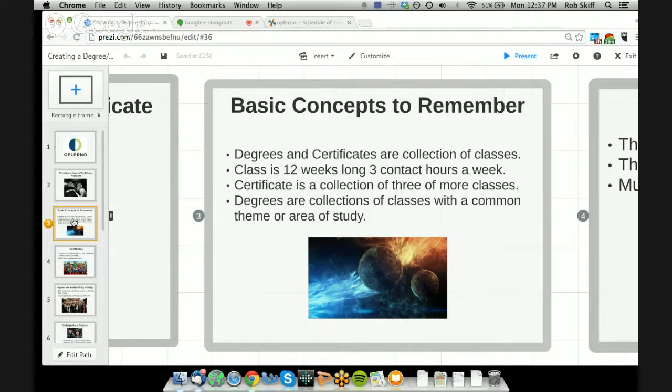Now a certificate for our purposes is a collection of generally 3 or more classes, although we have talked about that being 4. Now certificates can be on any kind of subject. And they're kind of discrete areas of study. And if you have an idea of a certificate that you'd like to create, you can either be responsible for creating those 3 classes, or you can join up with other faculty members to create a certificate that is 3 connected classes, with a theme.